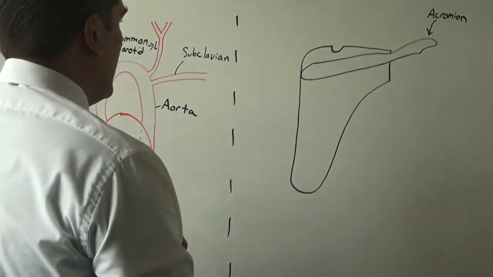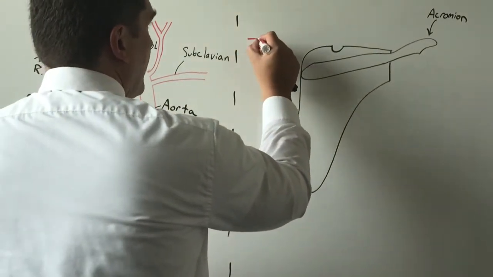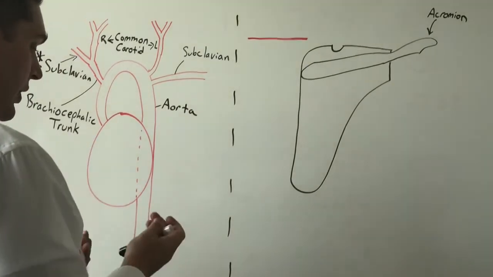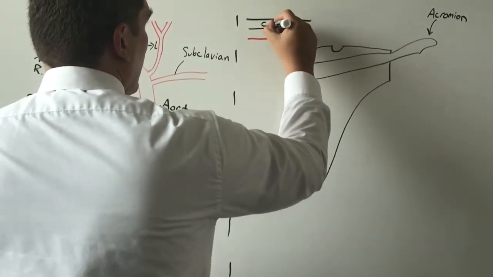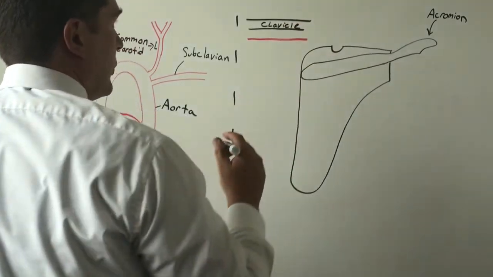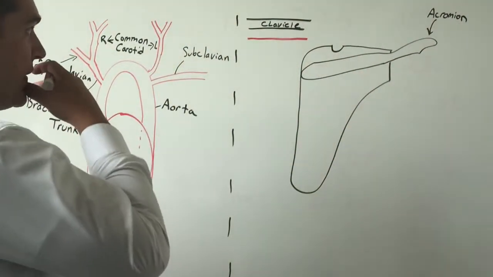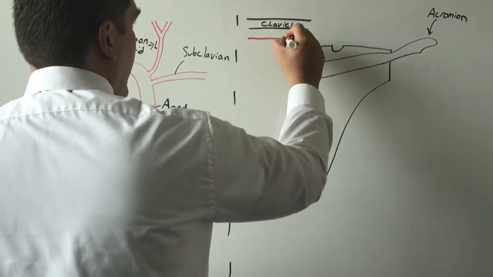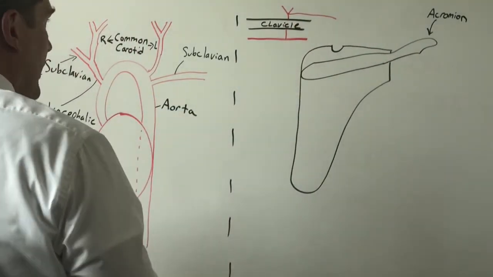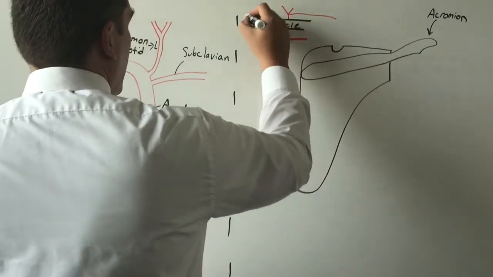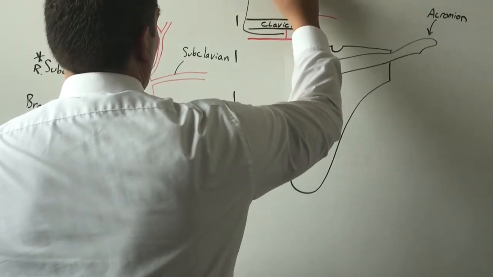So here's what happens. Remember, the right subclavian artery is going to travel. Subclavian literally means under the clavicle. So the right subclavian is going to travel right underneath the clavicle. Okay? The right subclavian and the left subclavian are going to give off a few branches. One of those branches is going to be something called the thyrocervical trunk. So this branch right here is the thyrocervical trunk.